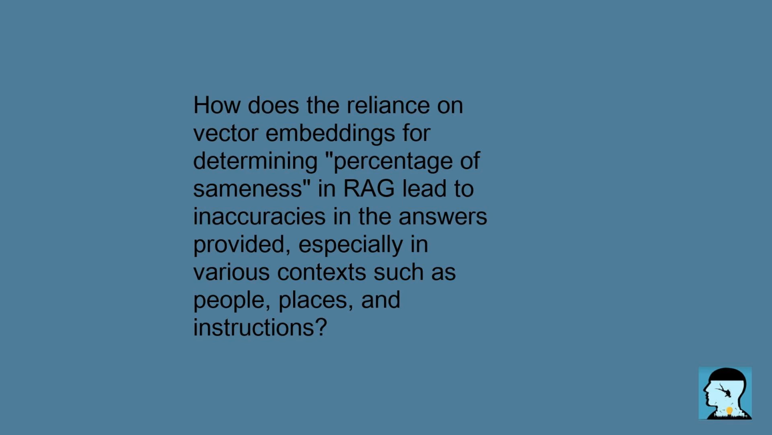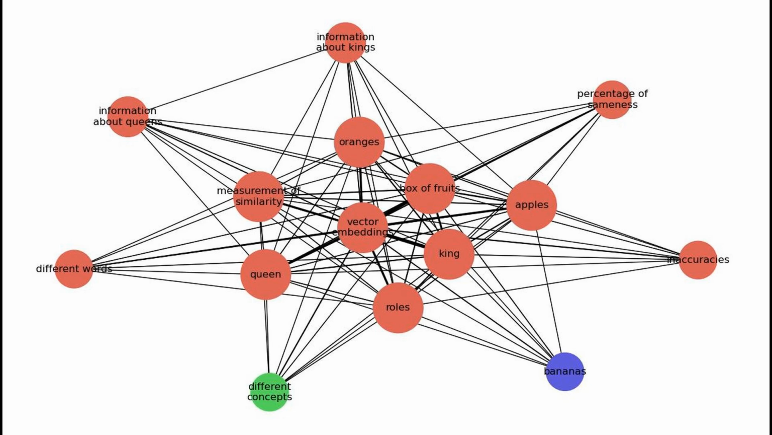How does the reliance on vector embeddings for determining percentage of sameness in RAG lead to inaccuracies in the answers provided, especially in various contexts, such as people, places, and instructions? Relying on vector embeddings to determine percentage of sameness can lead to inaccuracies, because it can mistakenly treat different words or concepts as being more similar than they really are.